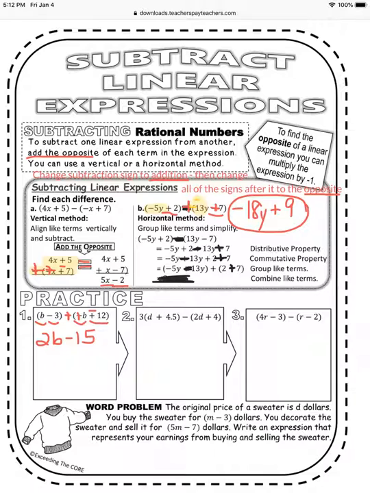Next, looking at problem number 2, I notice that there is a 3 outside of the parentheses, which means I have to start with the distributive property before I can do anything else. And this time, I think I'll do this one vertically, just to show you a different method. 3 times D is 3D. 3 times 4.5: 3 times 4 is 12, and 3 times a half is 1.5. So it would be positive 13.5.